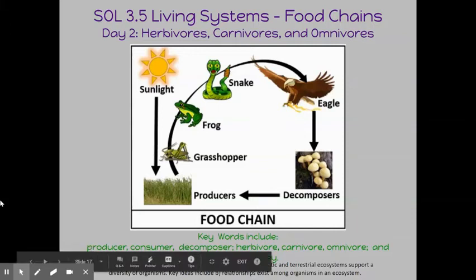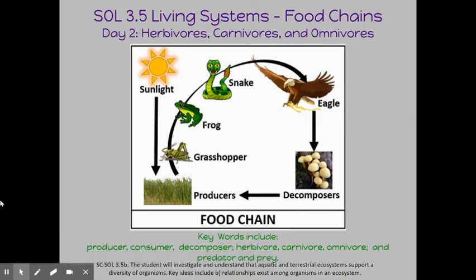Guys, welcome back to our second lesson on the exciting food chains unit. Today we're learning about herbivores, carnivores, and omnivores.